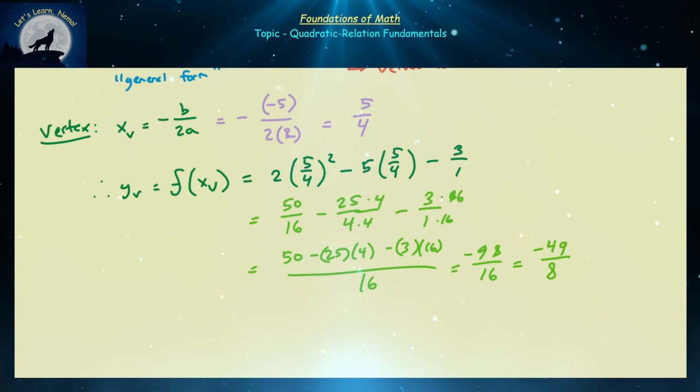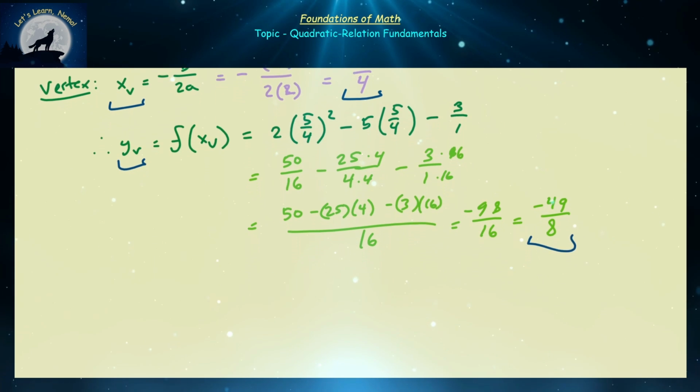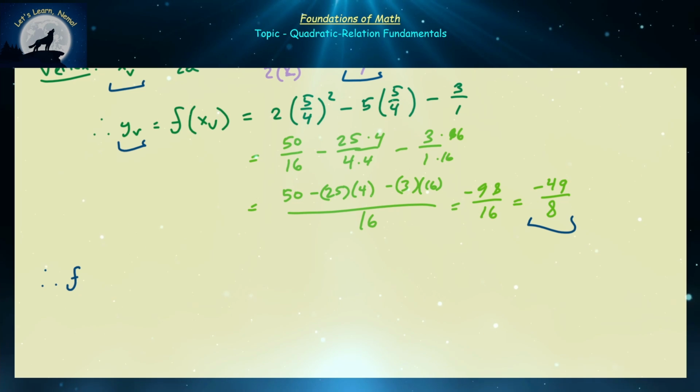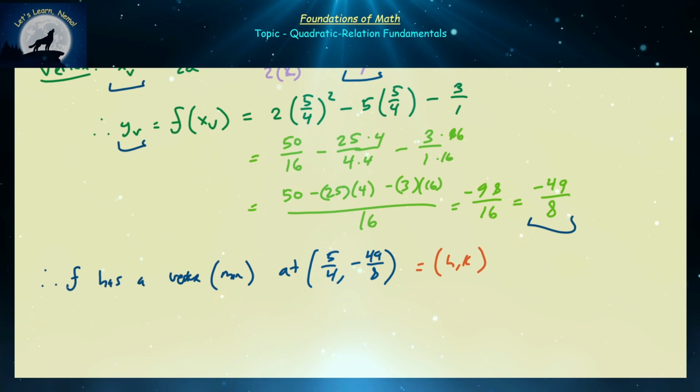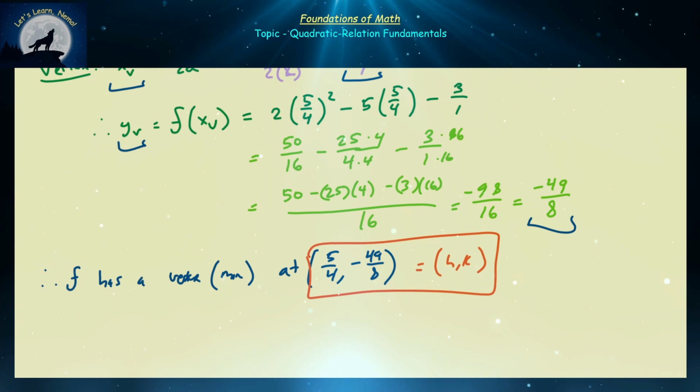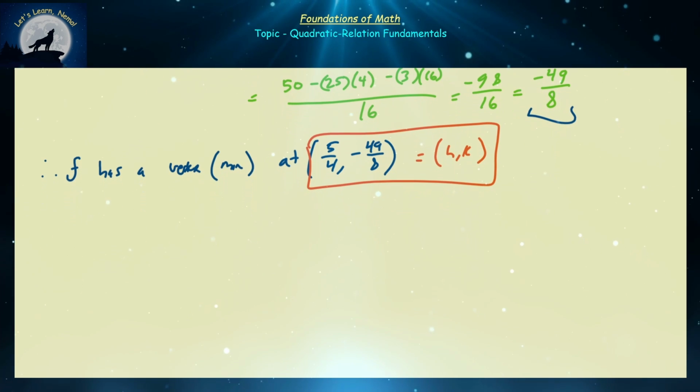Right? So that's the x-coordinate of our vertex and the y-coordinate of our vertex. So that means f has a vertex, and that vertex is a minimum located at the point 5/4, negative 49 eighths. Some people also say, in terms of letters, that h comma k is equal to 5/4, negative 49 eighths, where h is the x-coordinate of the vertex and k is the y-coordinate of the vertex. Right? So that's how we can find the vertex for an arbitrary parabola.